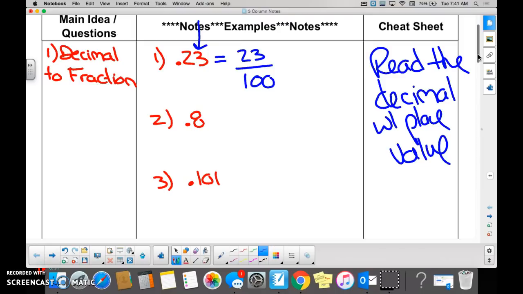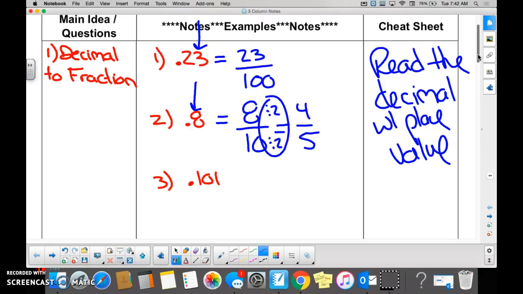Number 2, the 8 is in the tenths place, so we're going to read this as 8 tenths. Now we know that that reduces down because 2 goes into 8 and 10. So the final answer, there's our 2's inside of our bubbles. Our final answer is 4/5 because we should always put answers in simplest form.